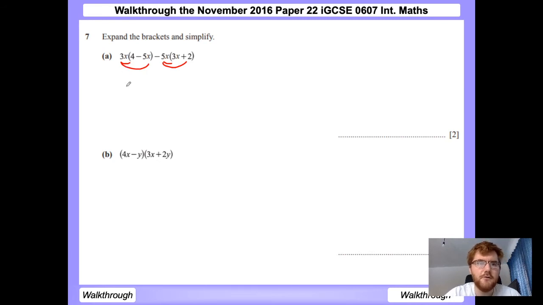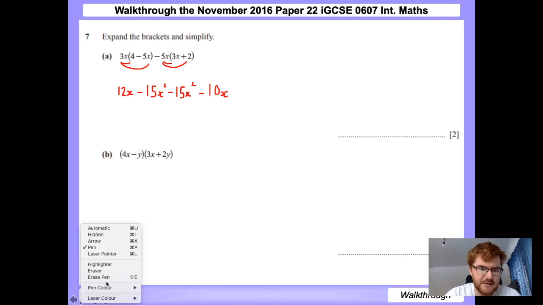3x times 4 is equal to 12x. 3x times minus 5x is minus 15x squared. Minus 5x times 3x is minus 15x squared. And finally, minus 5x times plus 2 is equal to minus 10x. And now we simplify, so we collect up like terms.